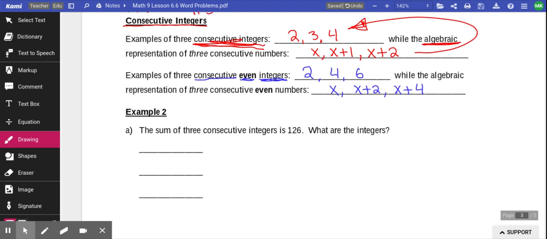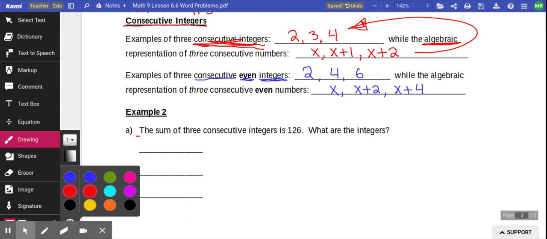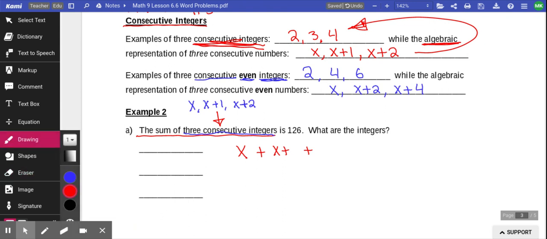Awesome. We're going to use some of those definitions to solve some word problems. So this says, the sum of three consecutive integers. We don't know what these consecutive integers are, but we know that these three consecutive integers can be represented by x, x plus 1, and x plus 2. So I want to create an equation that is the sum of those three things. So the sum of them would be x plus 1 plus x plus 2.